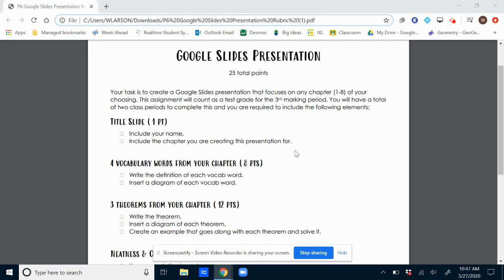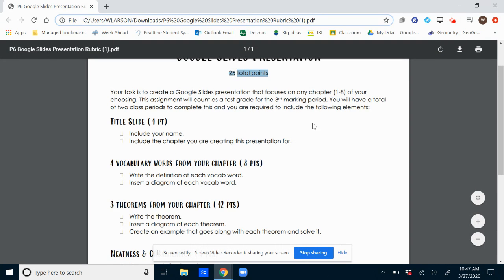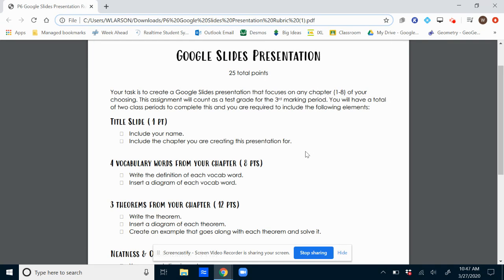First, you see it is worth 25 total points. Your task is to create a Google Slides presentation that focuses on any chapter 1 through 8 of your choosing. This assignment will count as a test grade for the third marking period. Very important: we were very close to getting to our benchmark test before we left school a couple weeks back. Unfortunately we didn't get to it, and so this will be your second test grade for the third marking period. Very important.